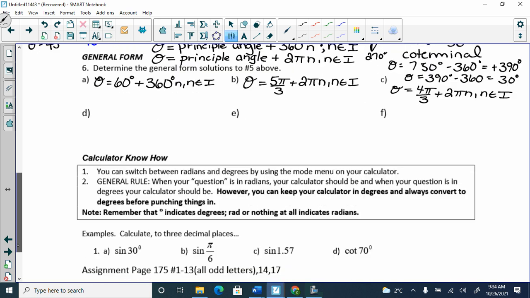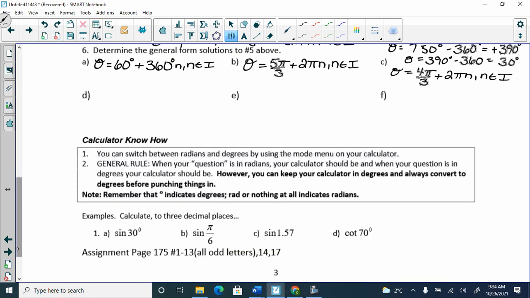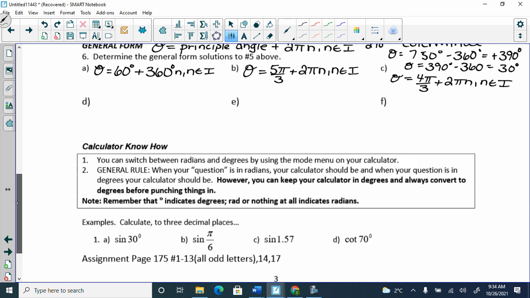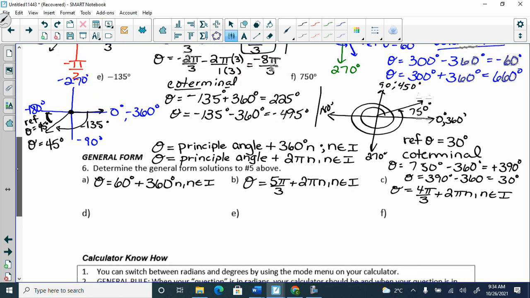If you finish those, you can type these into your calculator and get me to 3 decimal places. What's the catch? Sine of 30 degrees, I need to be in degree mode. Sine of pi over 6, it's in radians. Sine of 1.57 radians, there's no degree. And then cotan 70, go to your formula sheet and see if you can figure out how to type that in because you don't have a cotan button. But on your formula sheet, you might have something at the very top right that can help you out, because you do have a tan button, you just don't have a cotan button. And we'll go through them.